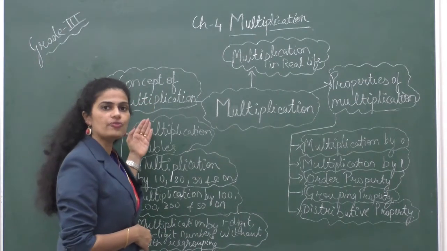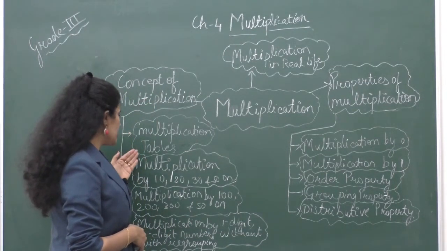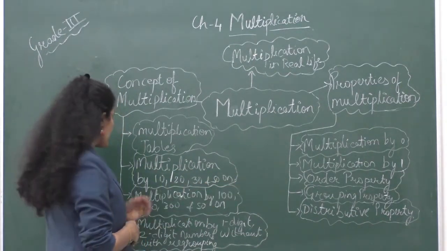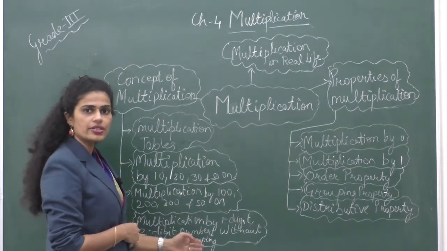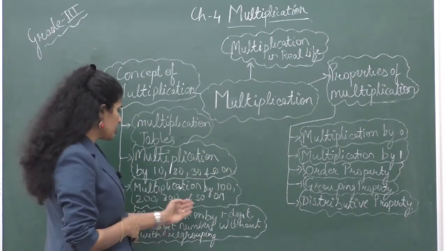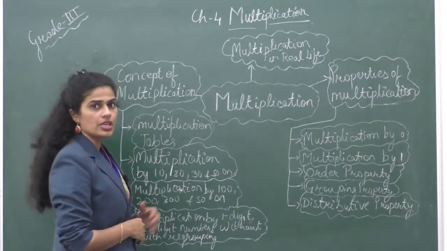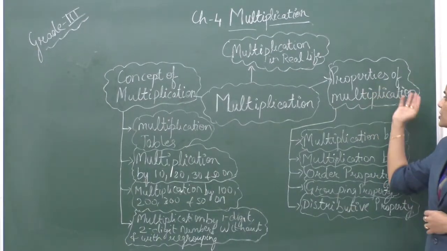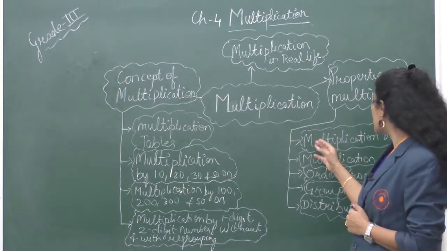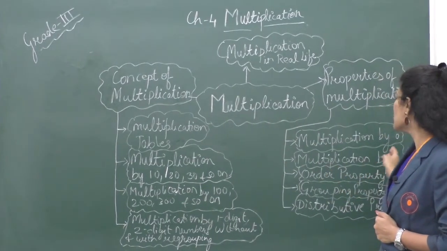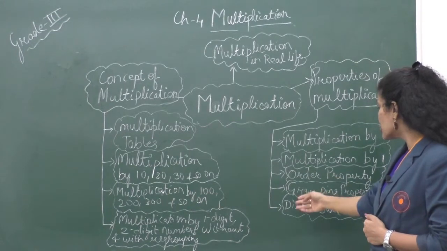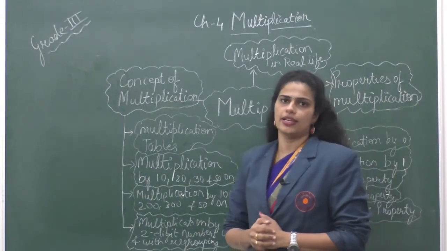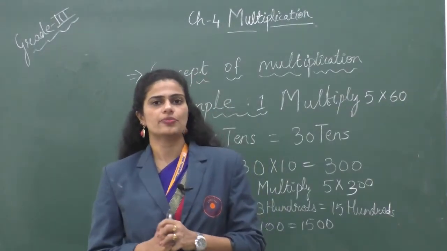First is the concept of multiplication, multiplication tables, followed by multiplication by 10, 20, 30 and so on, multiplication by 100, 200, 300 and so on, multiplication by 1 digit, 2 digit numbers without and with regrouping. Then we come to the properties of multiplication: multiplication by 0, multiplication by 1, order property, grouping property, distributive property, followed by multiplication in real life. So students, let's go through the concept of multiplication.